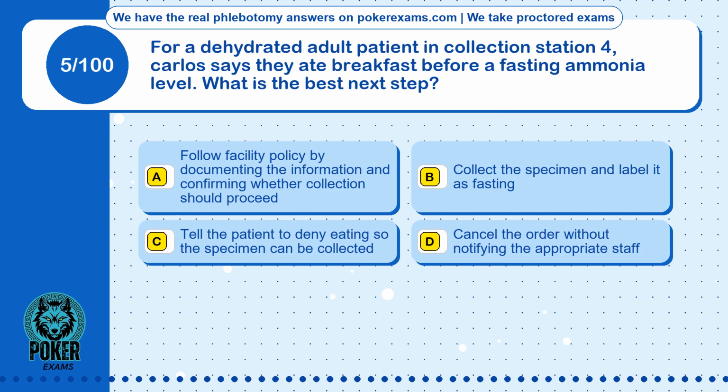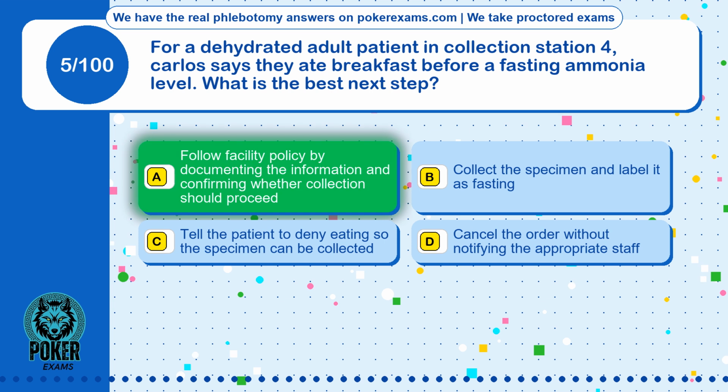Question 5. For a dehydrated adult patient in collection station 4, Carlos says they ate breakfast before a fasting ammonia level. What is the best next step? Option A. Follow facility policy by documenting the information and confirming whether collection should proceed. Option B. Collect the specimen and label it as fasting. Option C. Tell the patient to deny eating so the specimen can be collected. Option D. Cancel the order without notifying the appropriate staff.